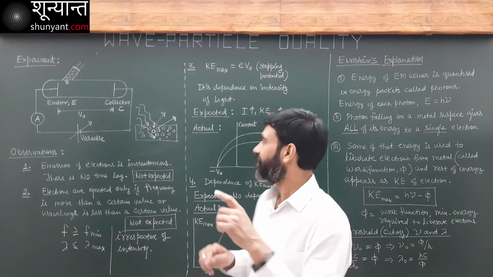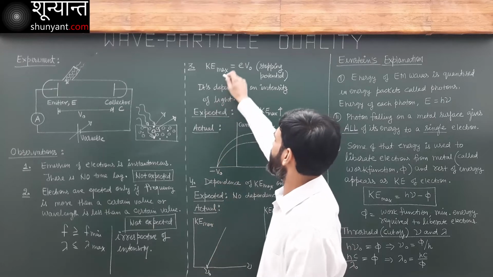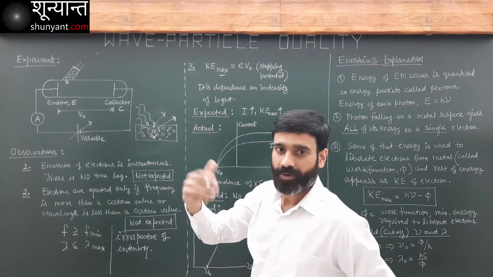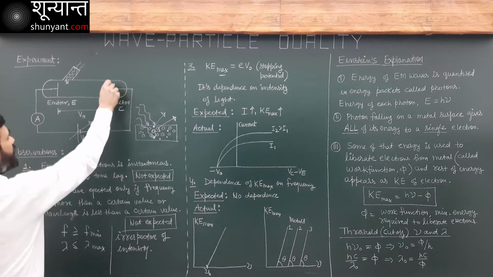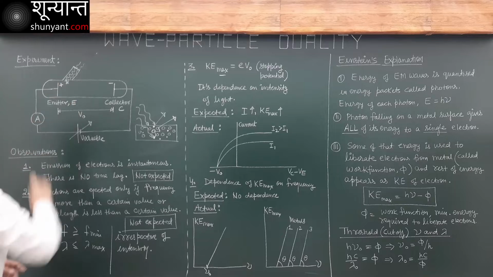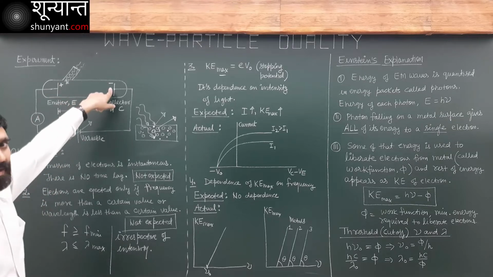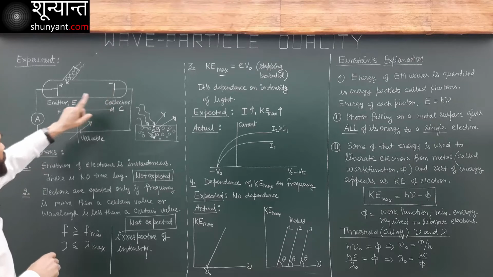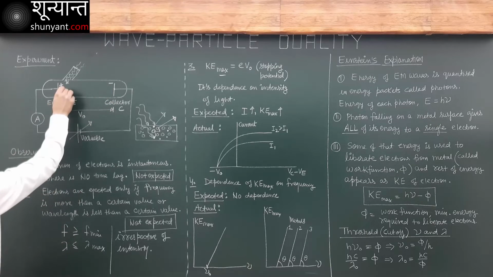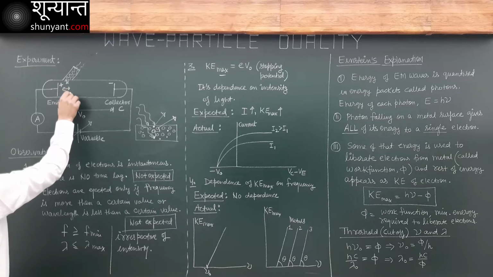And this, the variation of kinetic energy. How do we find it out? For that purpose, what we do is, we apply a negative potential here. Why? So that when the electrons start from here, electrons are starting from here.